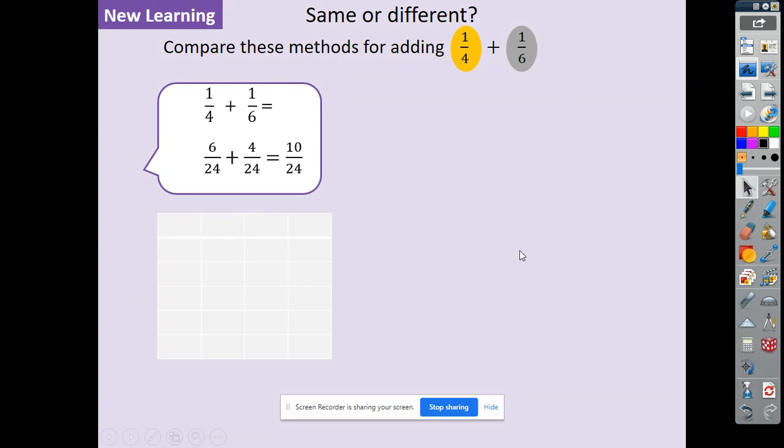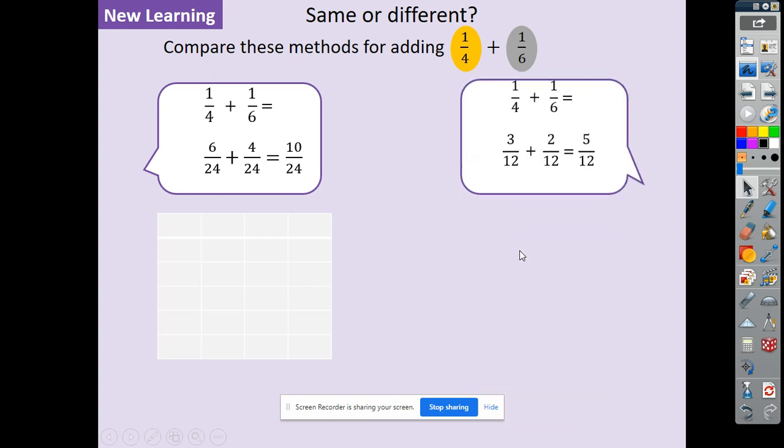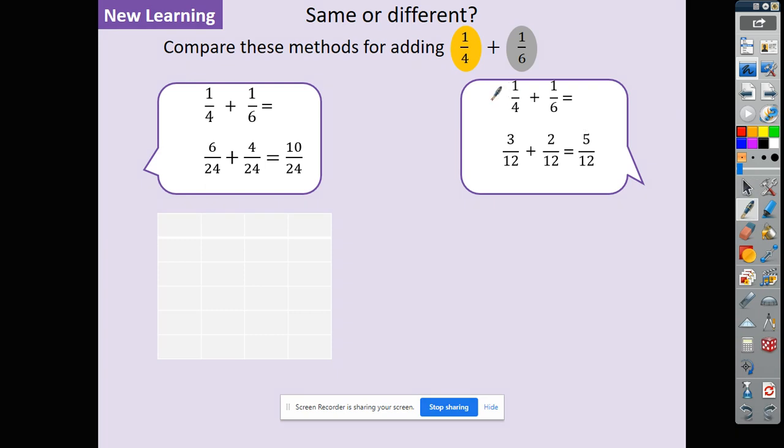Okay, and then another method, you'll see this is slightly different here. Now, what is different about this one? We're still using equivalent fractions. So we've gone from 1/4 to 3/12. And we've gone from 1/6 to 2/12. So let's have a look to see what this would look like first.